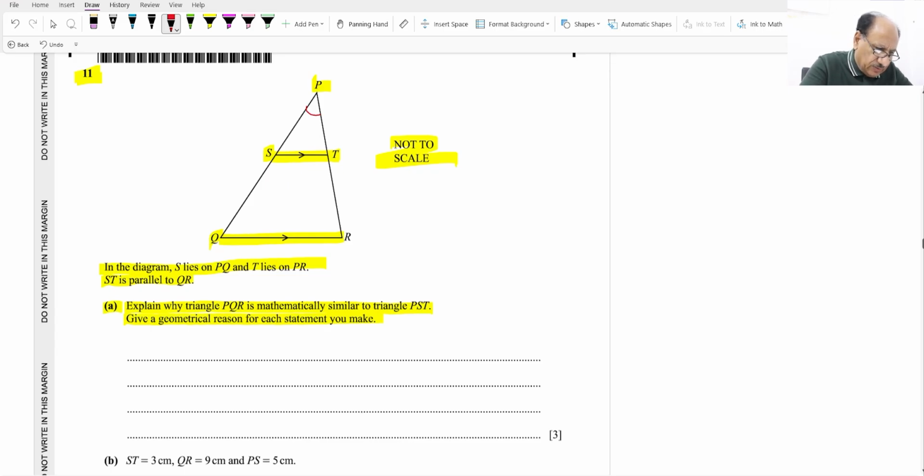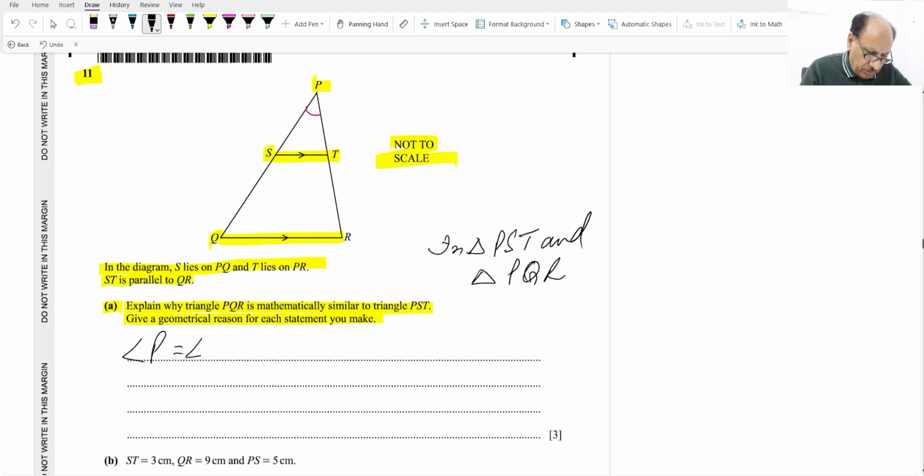We can consider triangle PST and triangle PQR. In these two triangles, angle P is equal to angle P, which is common in both triangles.